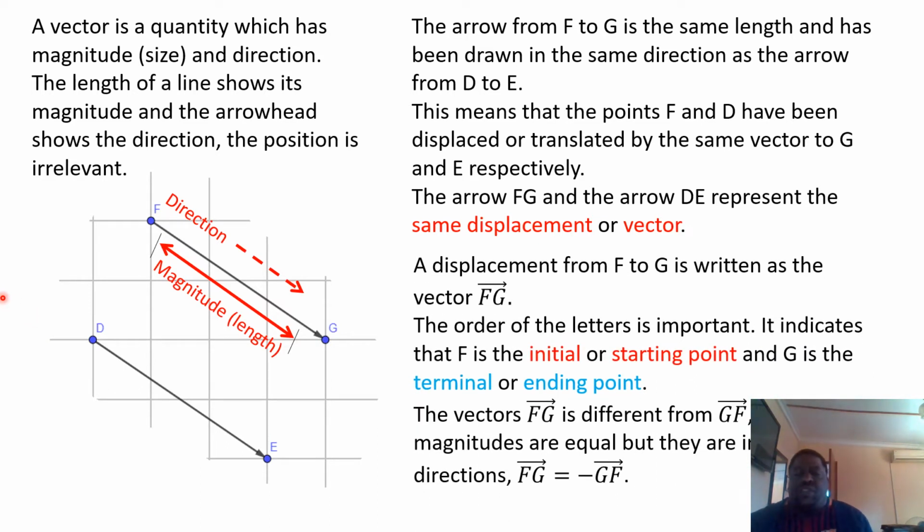Right, so a displacement is written in that form, and also we call the starting point of the letters the initial point, and the ending point is called the terminal point, okay? Right, so if you look at vectors, FG is different from GF because it's from where you start from. In order for you to make them equal, you have to put that minus there.